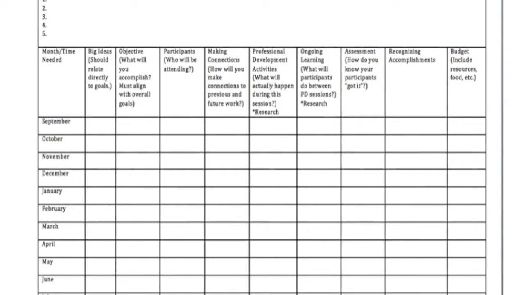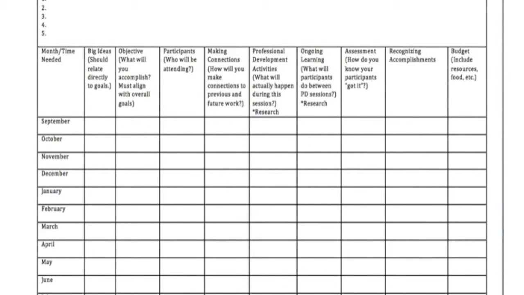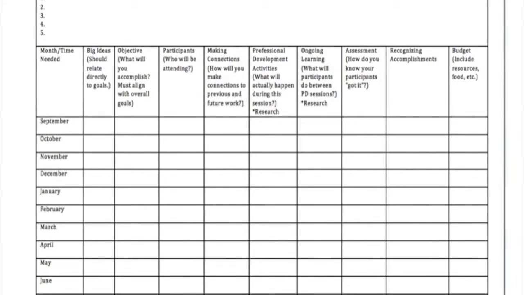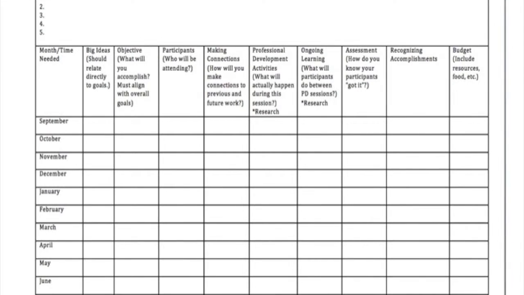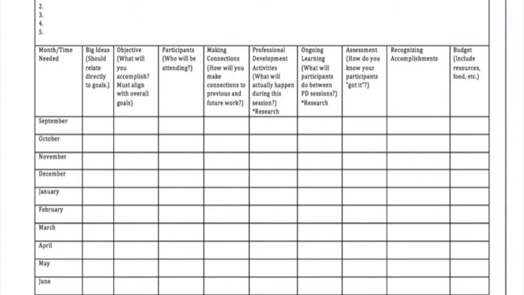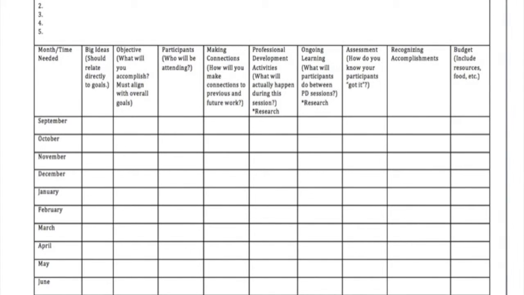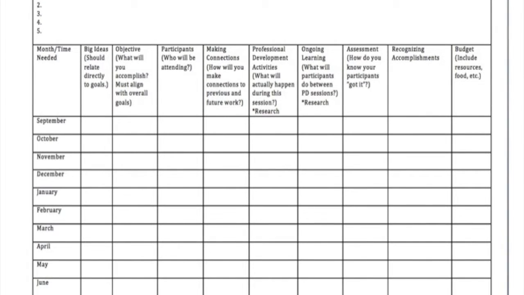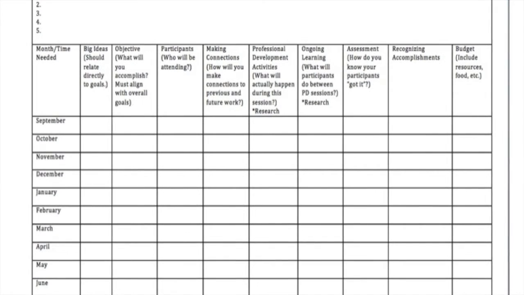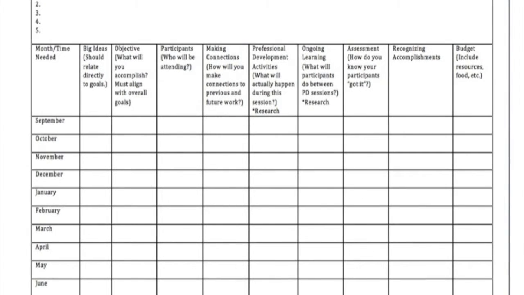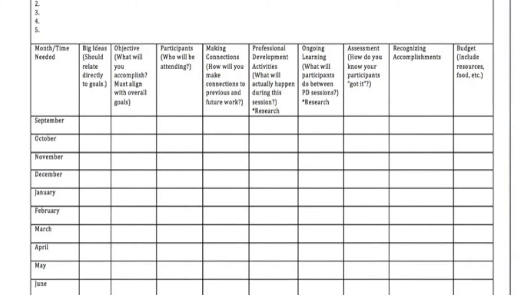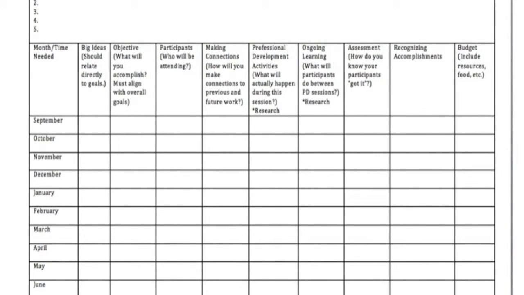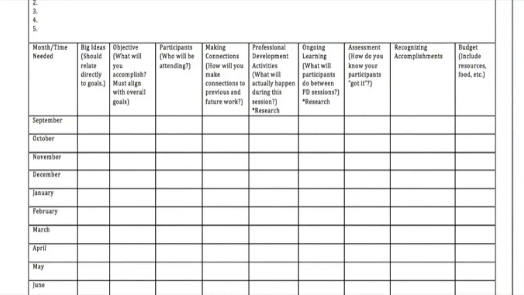What's the big picture for that particular month? Then what's the specific objective? What will you accomplish during that professional development session or during that time? Make sure that those align right back to your goals. Who will be the participants? How are you going to make the connections between what they did previously and what you're planning to have them do next? And then what is actually going to happen? What kinds of professional development activities are you going to have them engaged in? What will it actually look like? This is where you need to make sure that you're including some research that supports the work that you're doing.